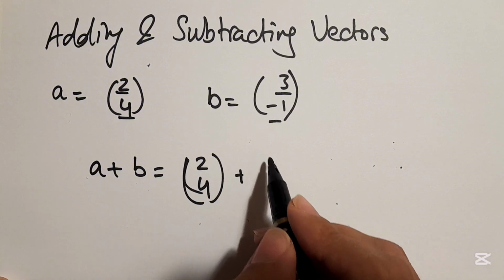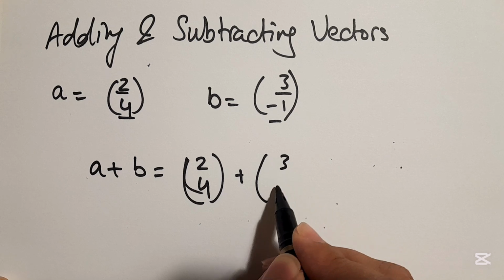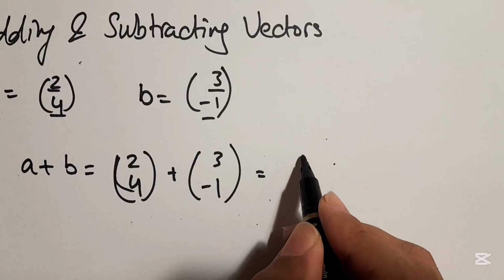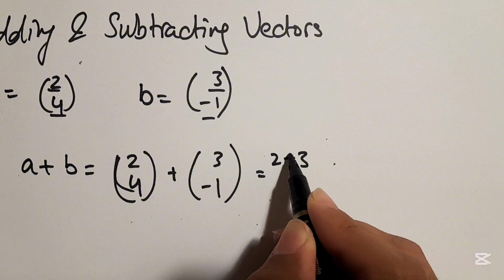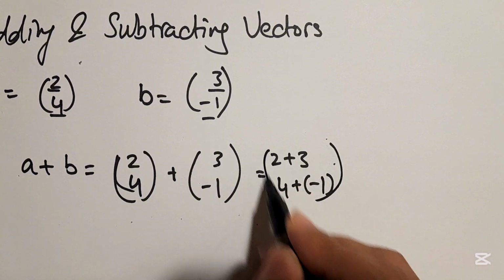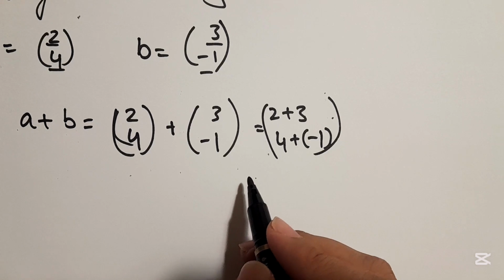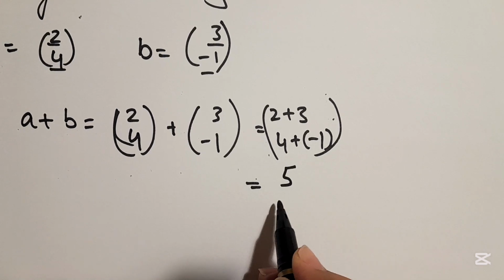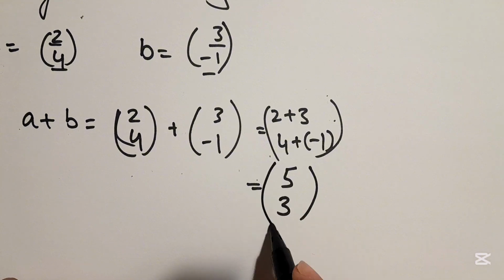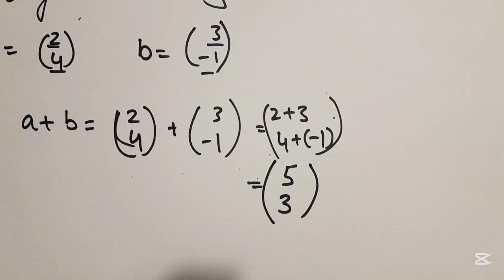That is 2 plus 3 and 4 plus minus 1, like this. And so this will be (5, 3). So this is how we will be adding the vectors together.